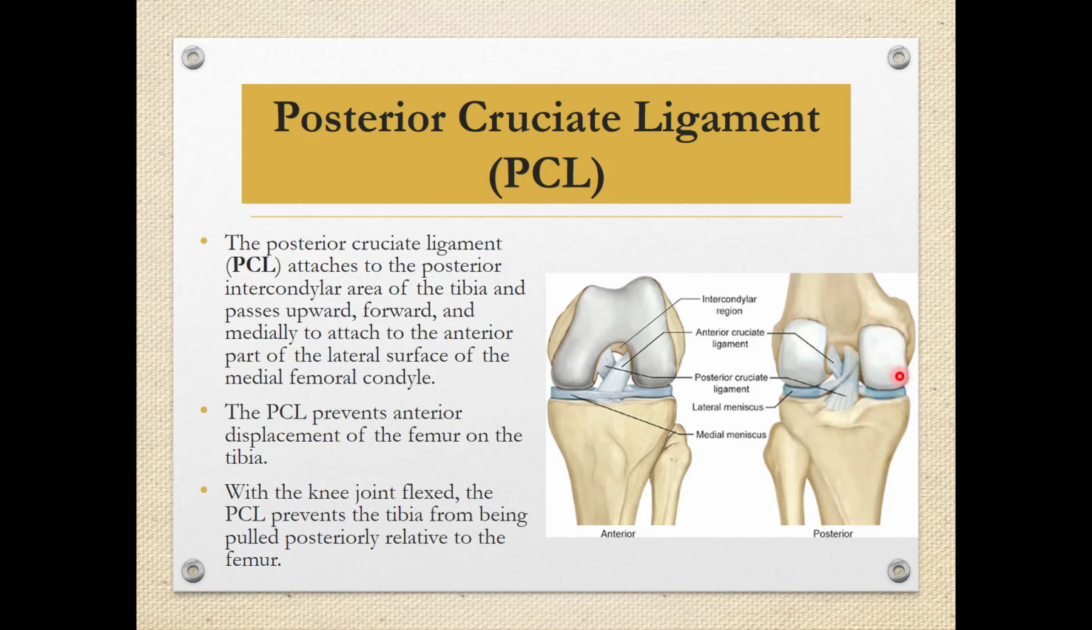The posterior cruciate ligament prevents the anterior displacement of the femur on the tibia. The ACL was preventing the posterior displacement of the femur on the tibia. It is opposite to the ACL. So with the knee joint flexed, the PCL prevents the tibia from being pulled posteriorly relative to the femur, whereas the ACL was preventing the tibia from being pulled anteriorly relative to the femur. So it is opposite to the anterior cruciate ligament.